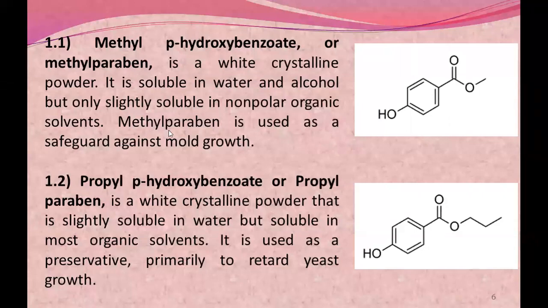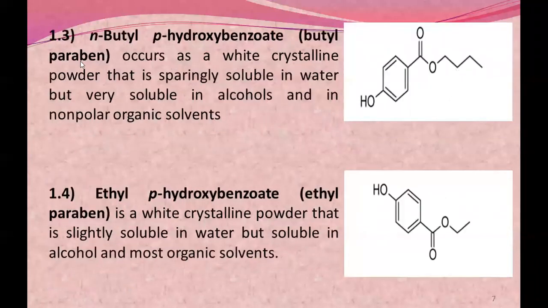Okay, so just keep in your memory that methyl paraben you use for mold growth, you can remember as methyl paraben, and mold M. So mold growth, and yeast growth is retarded by propyl paraben. Next is butyl paraben. This is the structure, butyl. 1, 2, 3, 4. A 4 carbon chain is attached to the oxygen of parahydroxybenzoic acid. It is sparingly soluble in water but very soluble in alcohol and non-polar organic solvent. This is ethyl parahydroxybenzoate. Ethyl means 2 carbons are here. It is slightly soluble in water but soluble in alcohol and organic solvent.